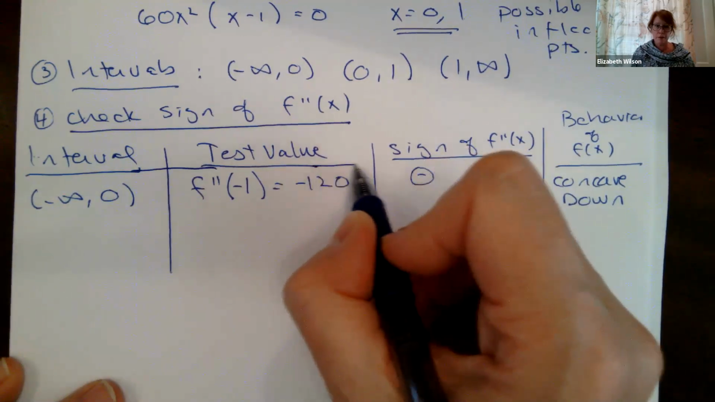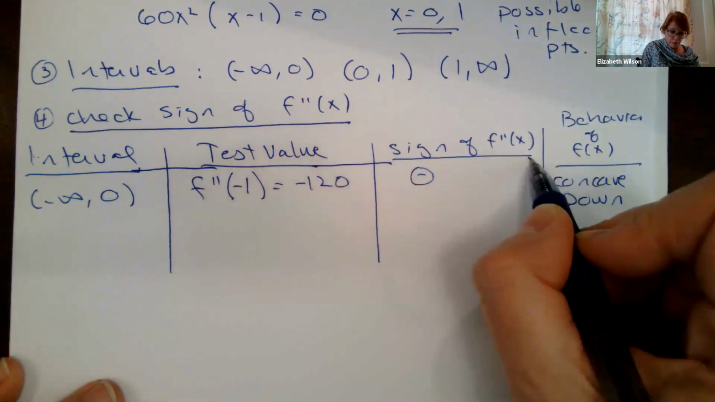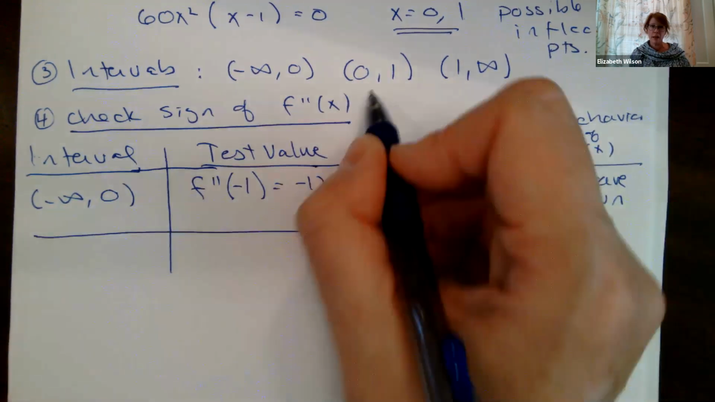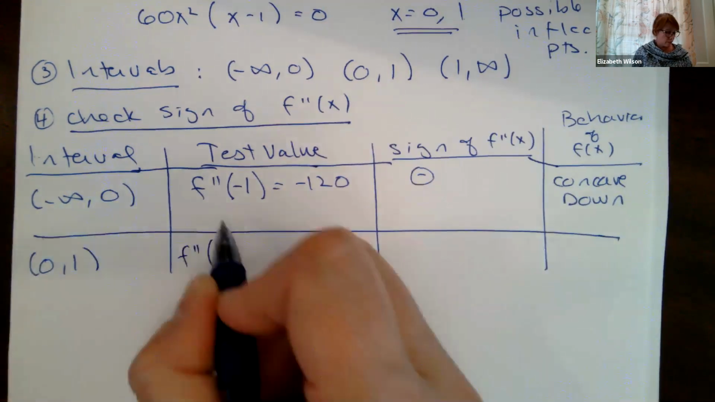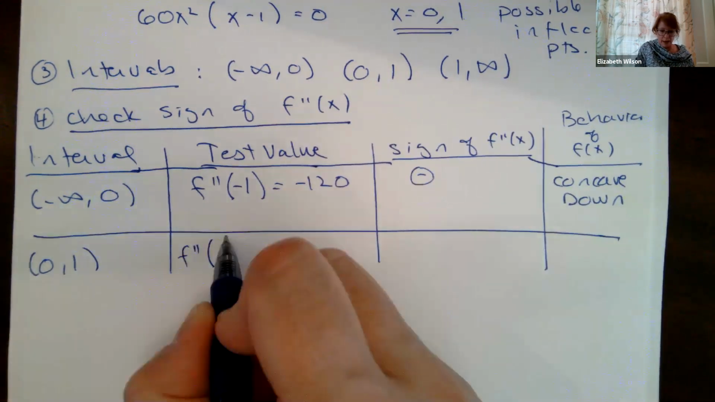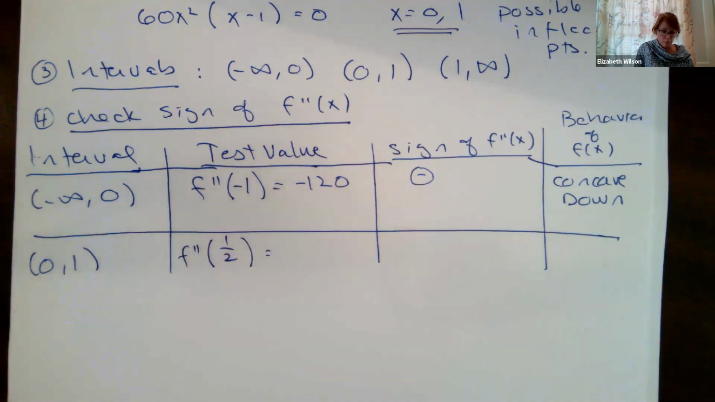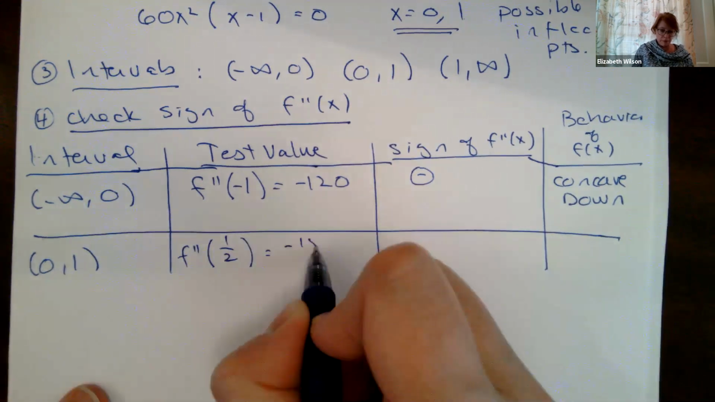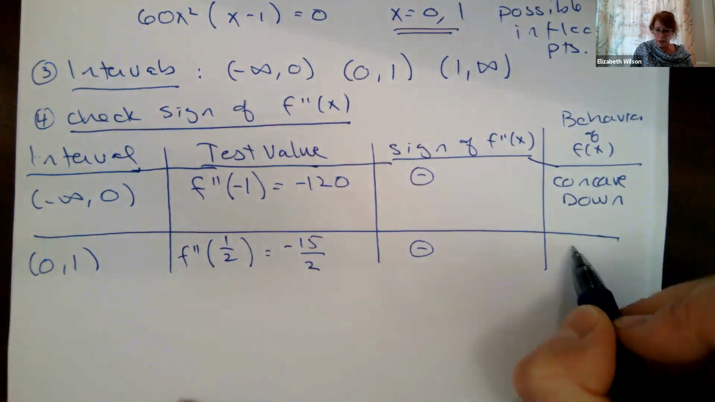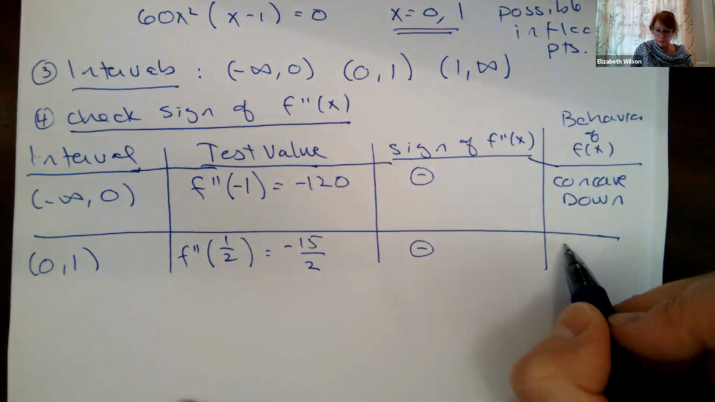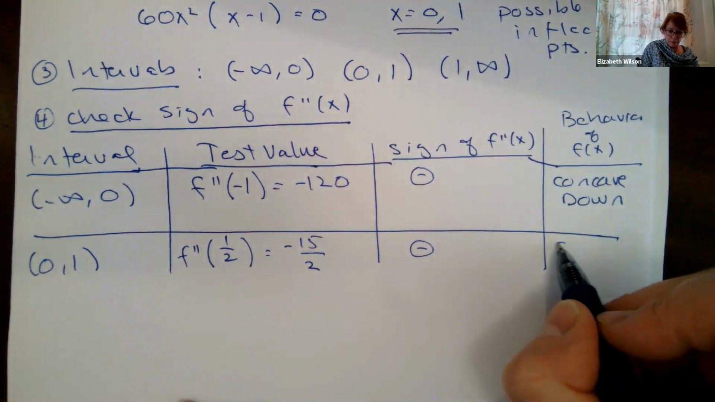Check our other interval. My other interval is from 0 to 1. I have to choose a value of x within that interval and plug that into my second derivative. I chose 1/2. It's straightforward. I plug it in, I get -15/2, which is negative, which means I'm still dealing with concave down.